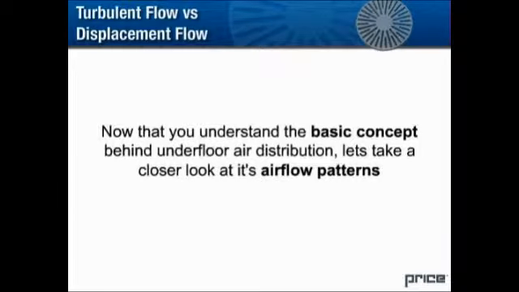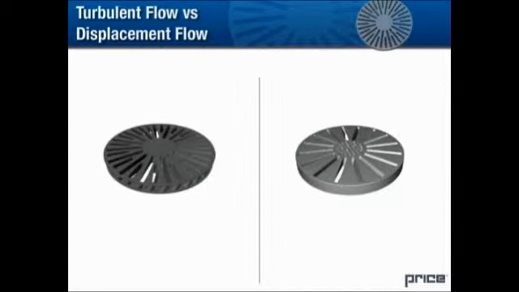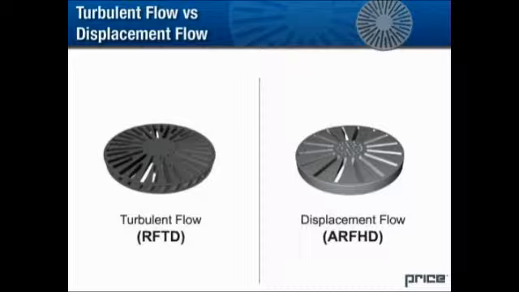Now that you understand the basic concept behind underfloor air distribution, let's take a closer look at its airflow patterns. In general, there are 2 types of flow patterns available with raised floor: turbulent flow and displacement flow. As you'll see, these types of flow have different velocity distribution and varying effects on the vertical temperature gradient of the room.